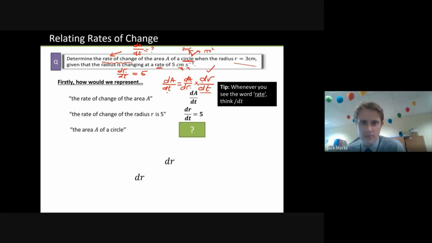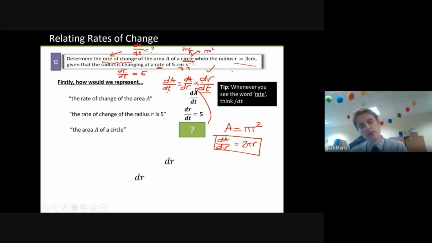Well, do you remember we were told that it was a circle? So do you know a formula that links area and radius for a circle? Well, you do, don't you? It's the pi r squared one. So dA dr, what you can do is if you differentiate it with respect to r, you get 2 pi r. You know, we kind of guessed these might be important. And that value you're going to use here.